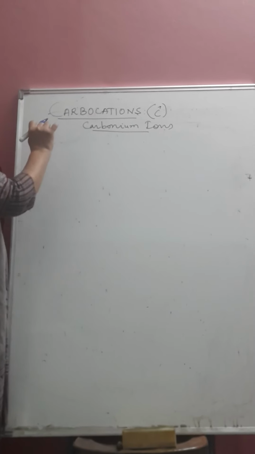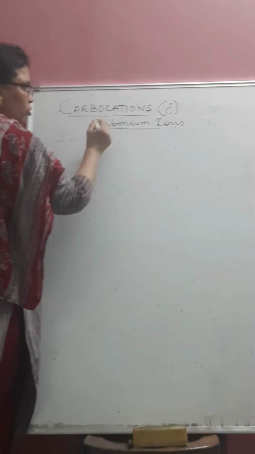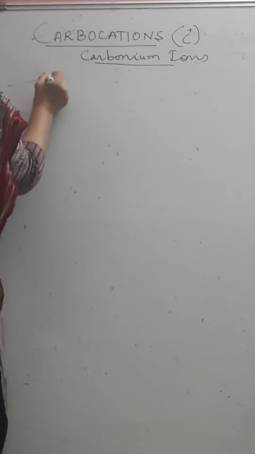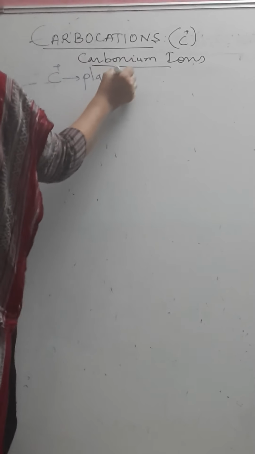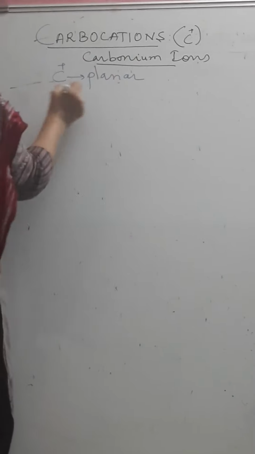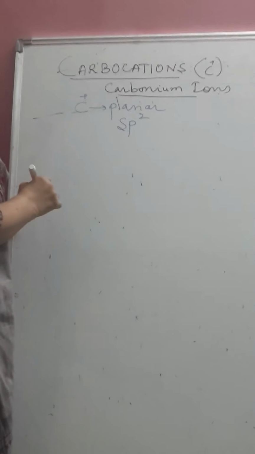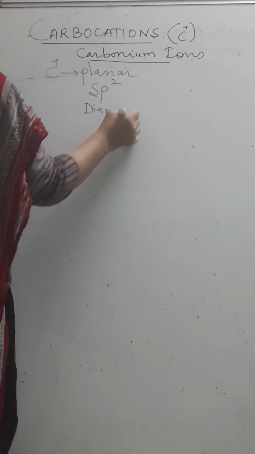Second type of reactive species is carbocation. Carbon carrying positive charge, which is also called carbonium ion. Carbonium ion is also planar in nature, like free radical. Carbocation is also sp2 hybridized, but these are diamagnetic in nature.